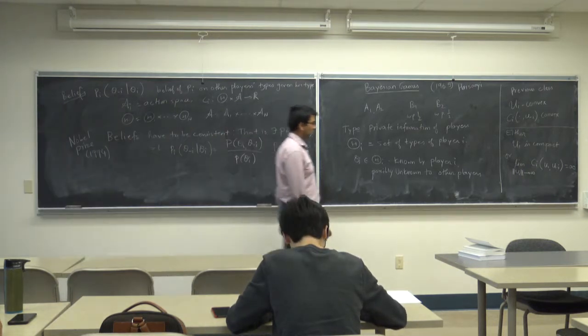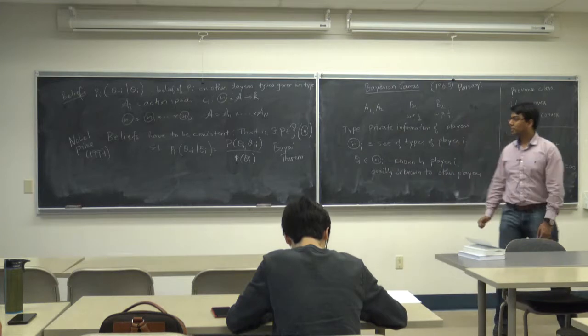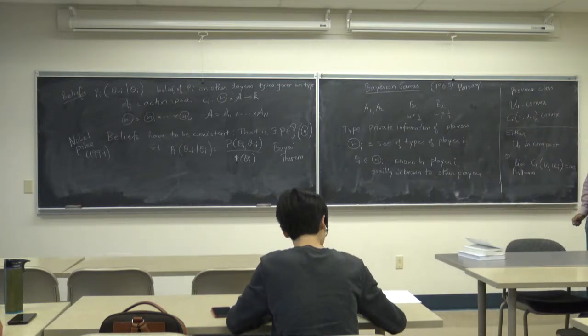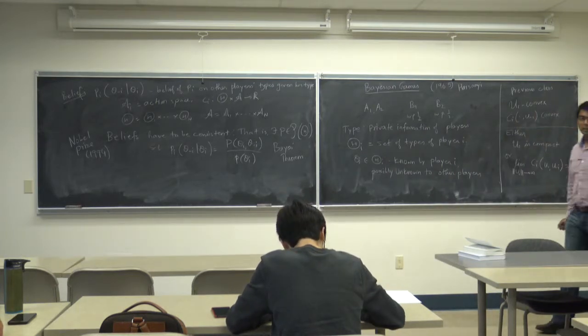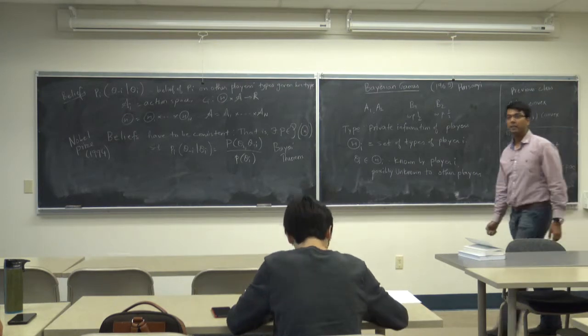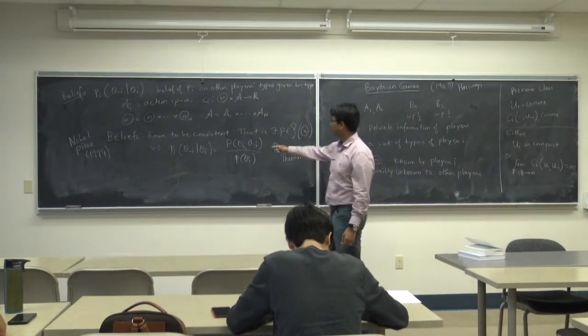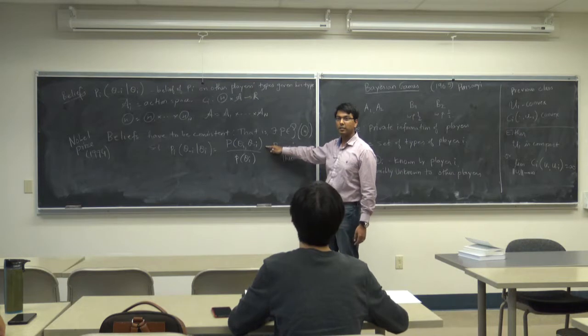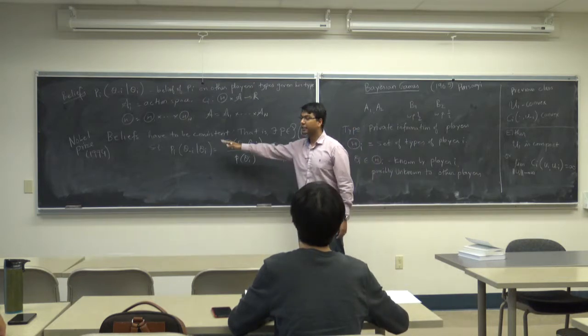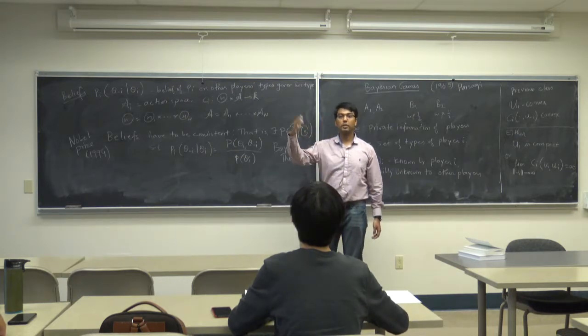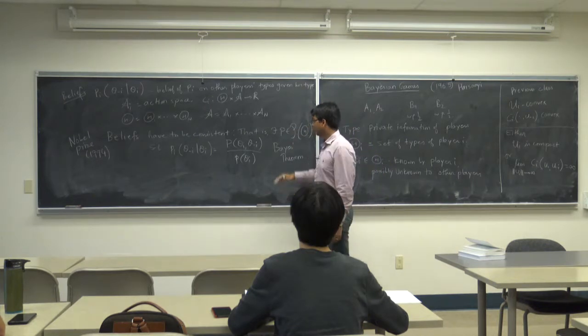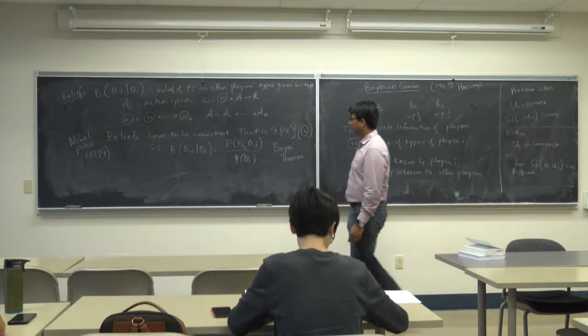'93 or '94, okay, so there is some uncertainty about the date in my mind. So this becomes common knowledge. P is common knowledge, so everyone can compute the other person's beliefs and so on and so forth.